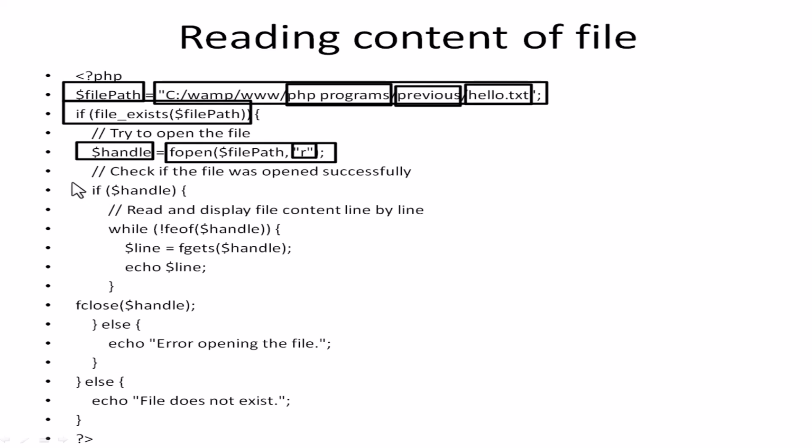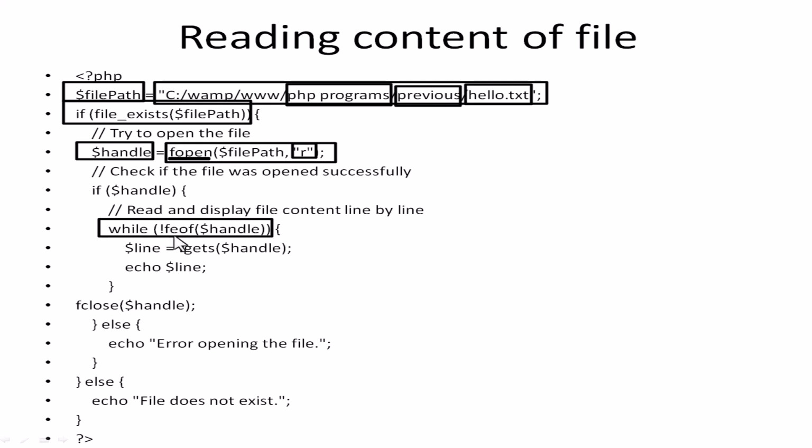Now you are going to check the handle. The handle is going to open the file using the function. What declaration have you made? fopen. If it is true, it has a readable permission. Then inside that if condition, we are going to perform the read operation.